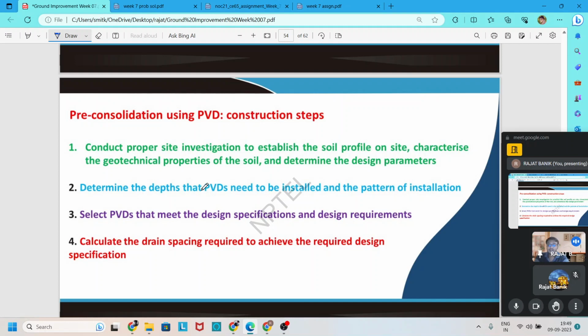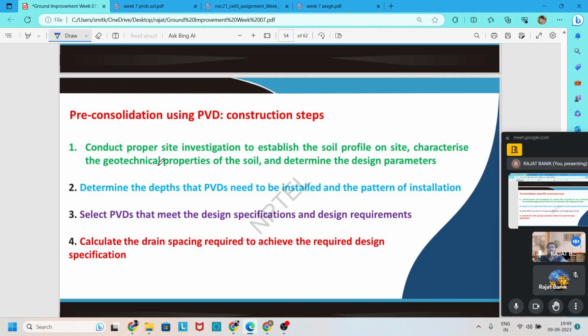And after that, determine the depth the PVD, the prefabricated vertical drain, needs to be installed and the pattern of the installation. That means we need to find out up to what depth this PVD is applied to consolidate out the water or drain out the water. And also decide what type of pattern is suitable for this site, either square pattern or triangle pattern, based on the accessibility of the area.